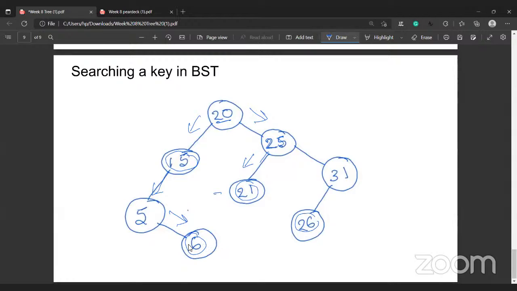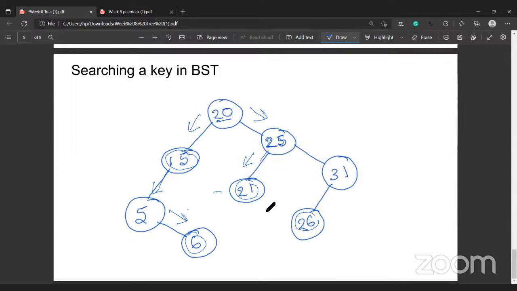So everyone got it, searching a key in BST? How to search? Yes, yeah, sir, got it.